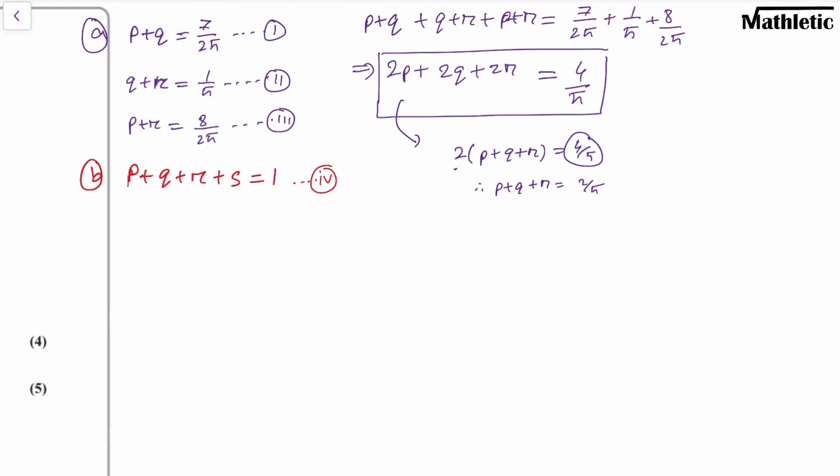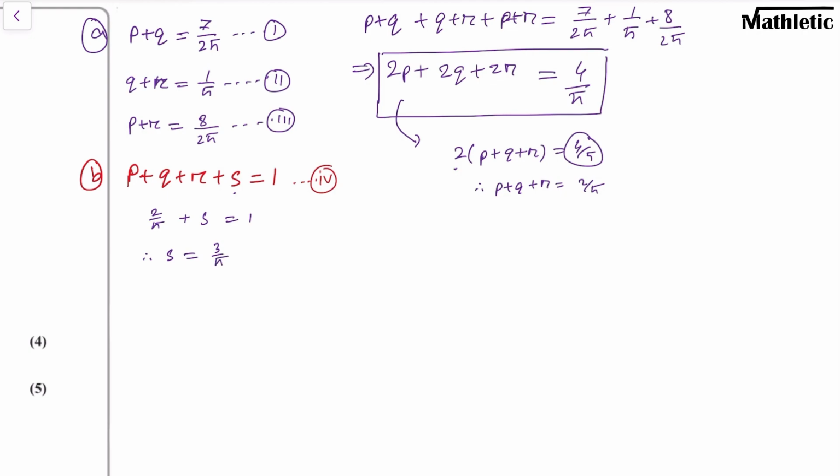So I will be replacing P, Q, R in this equation. So 2 by 5 plus S equals to 1. So solving this, you will get the value of S, which is 3 by 5.